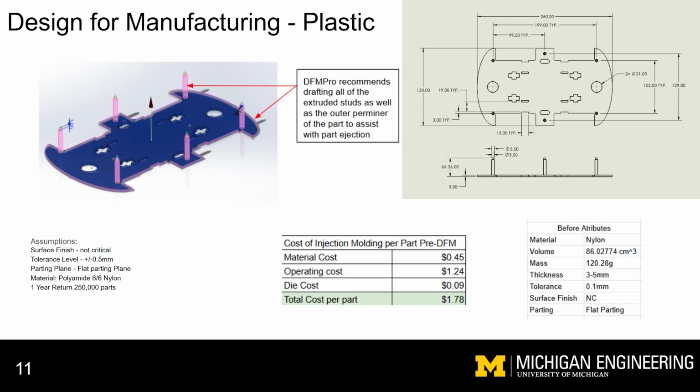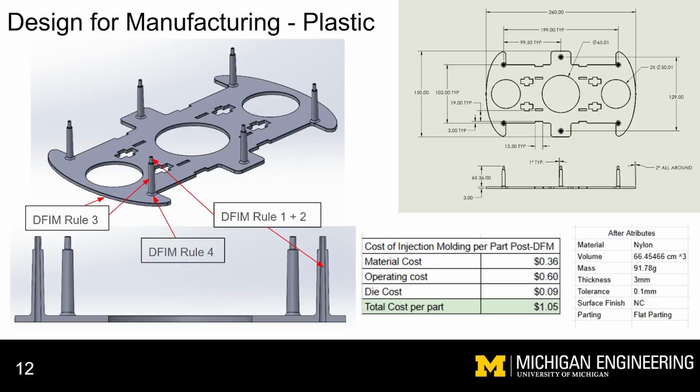The part was then put through DfM Pro to highlight important areas to improve on when designing for injection molding. DfM Pro only recommended adding drafts on the walls to assist with the removal from the mold. Prior to the design for injection molding redesign, the part cost $1.78 to make per part. The team took the recommendations from DfM Pro as well as more design for injection molding rules that the software did not pick out.